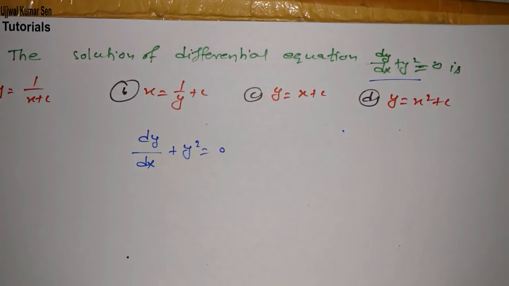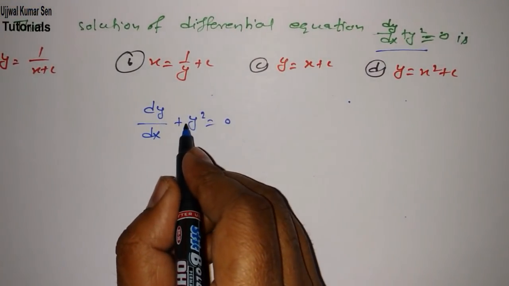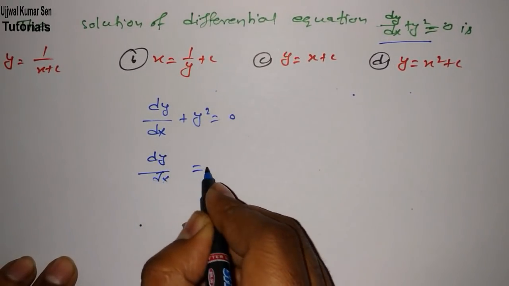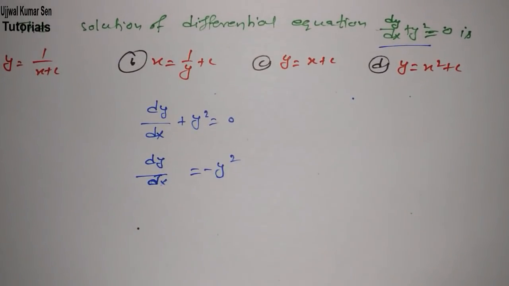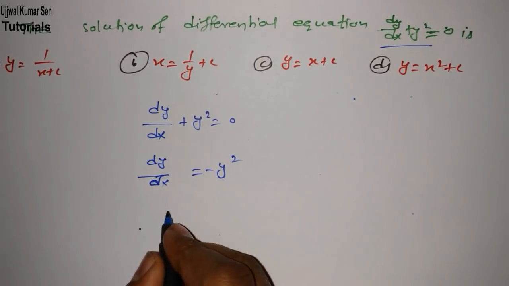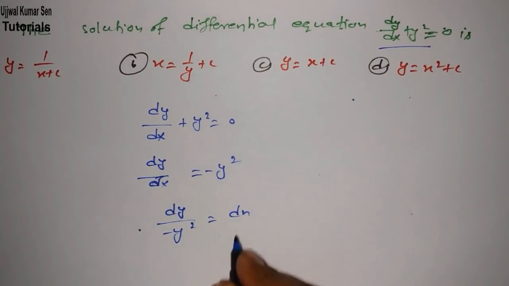We have been given this differential equation. To implement the variable separable concept, we have to send this y square to this side. So we got dy by dx is equal to minus y square. Got it? Now we have to send dx to this side and y square to this side. So dy by minus y square is equal to dx.